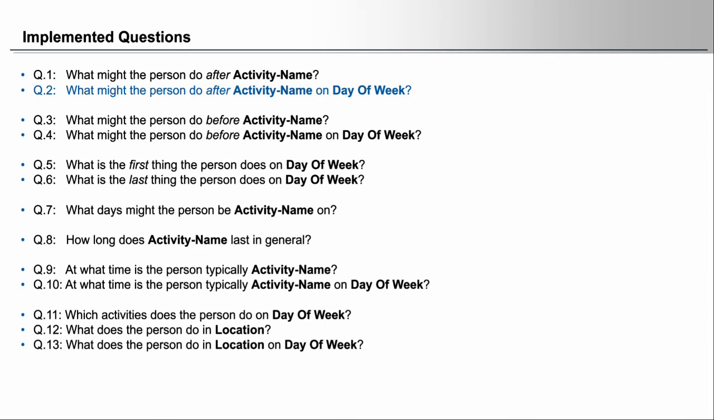Here one can see the list of questions that are implemented into the application and which the user can ask. As one can notice, the questions can contain 3 types of placeholders: the activity name, the day of week, and the location placeholder. The user can fill these placeholders with values to provide the context for the question. We will take a more detailed look at the implementation of the second question: what might the person do after the activity name on day of week?